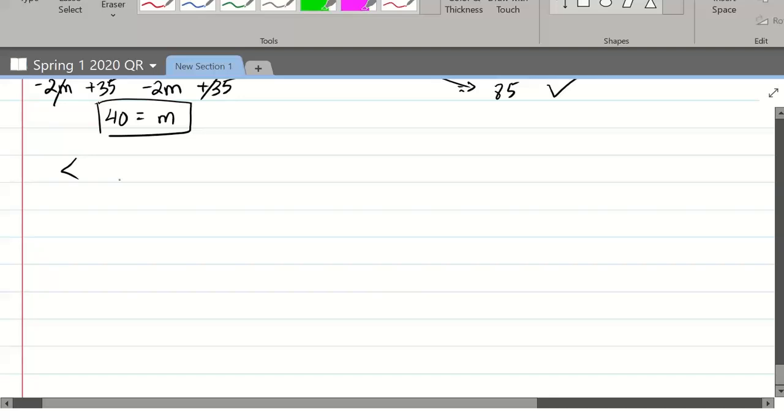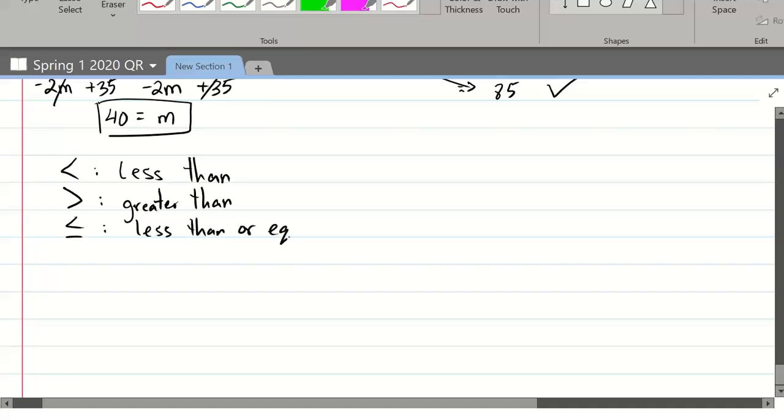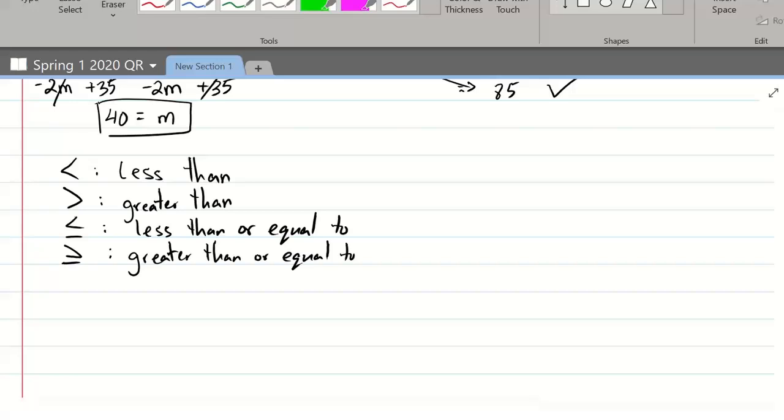Let's go over the symbols, right? This is less than, right? That's what this is. This symbol is greater than. This one, less than with the line on the bottom, is less than or equal to, and the greater than with the line on the bottom is greater than or equal to, right? So I'll leave that there for now, right? Make sure you guys copy it.